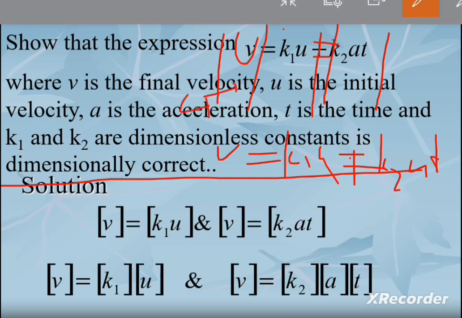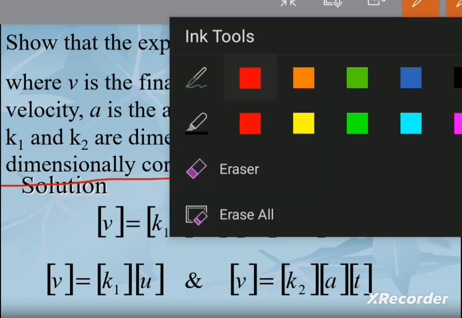Is the LT negative 1? For us to say that this equation is dimensionally correct, section A has to give us LT negative 1. Section B also has to give us LT negative 1. Section C also has to give us LT negative 1 for us to say that this equation is dimensionally correct. If they're not giving us that, it means the equation is not dimensionally correct.